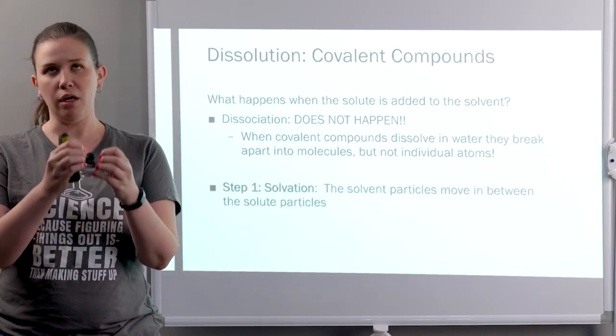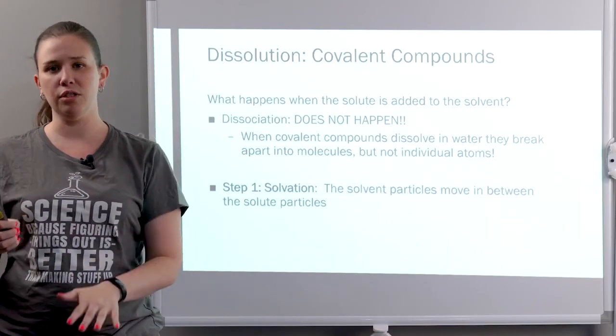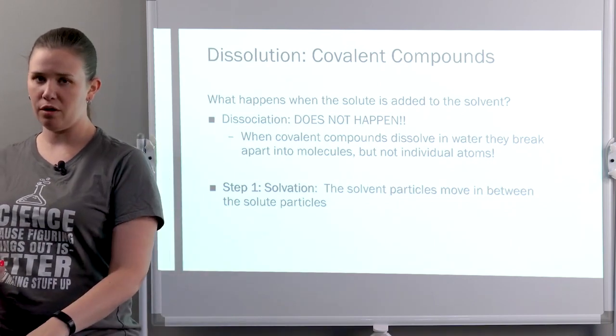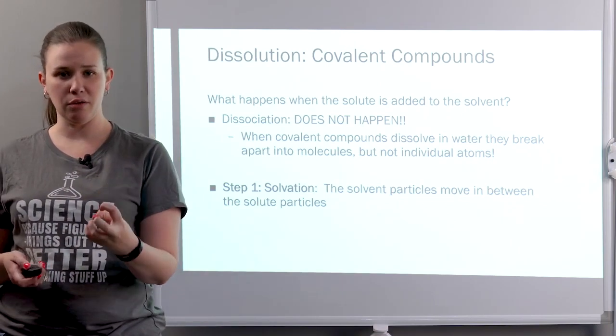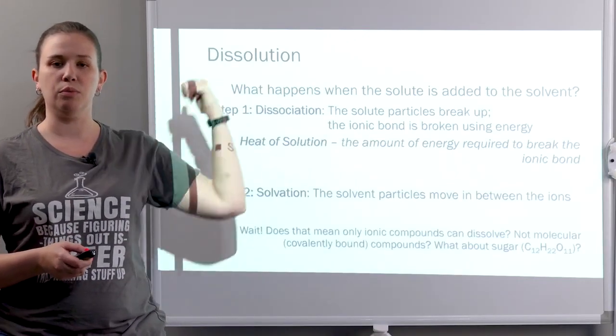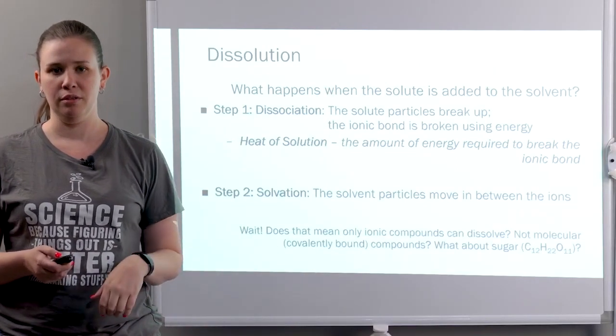But the sugar particles will still kind of move away from each other, and so you're still going to get solvation. So dissolution is just a one-step process for covalent compounds where the particles stay together, and it's a two-step process for ionic compounds because we're going to break the bond and then every little particle will run away from each other.